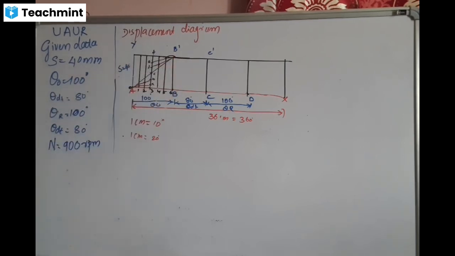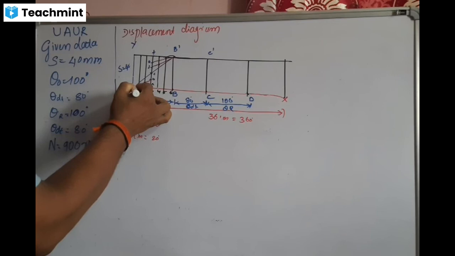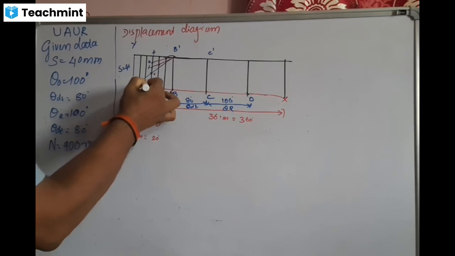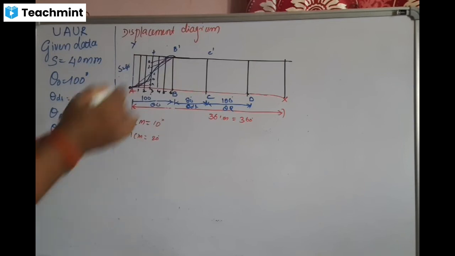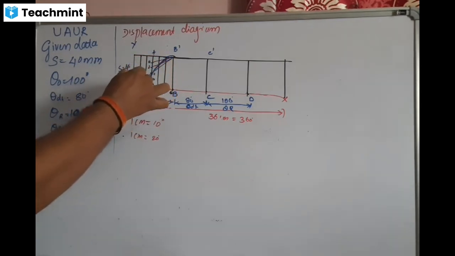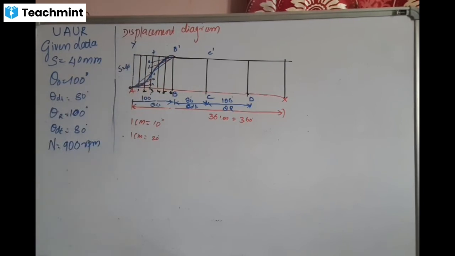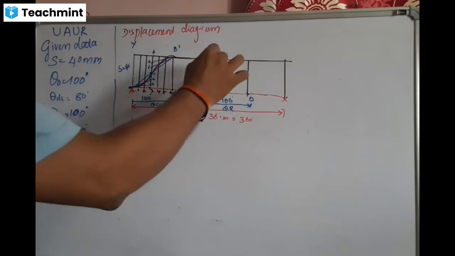Now you draw the curve. Draw the curve passing through these points as a very smooth curve here. Right? This is a smooth curve. Now similarly follow the same for the return stroke also.